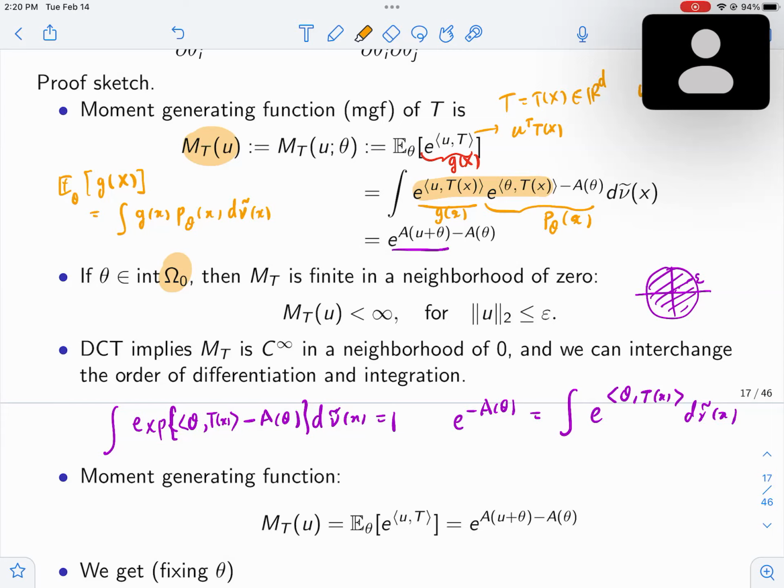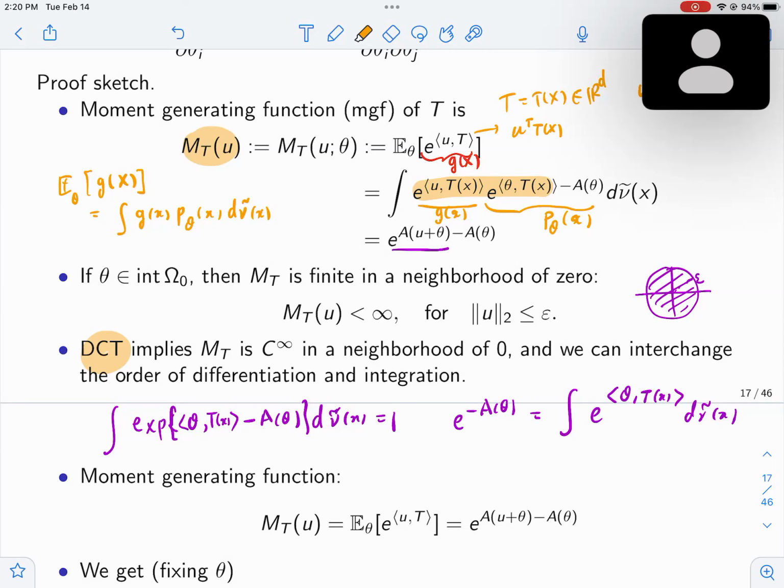Okay, so this is the E1 assumption, let's say. Whenever the moment generating function is finite in a neighborhood of 0, interesting things happen, which I'm not going to prove. It's a little bit of measure theory. The dominated convergence theorem implies that this function is going to be analytic, basically, so C infinity in the neighborhood of 0, and we can interchange the order of differentiation and integration. That's the really interesting part.